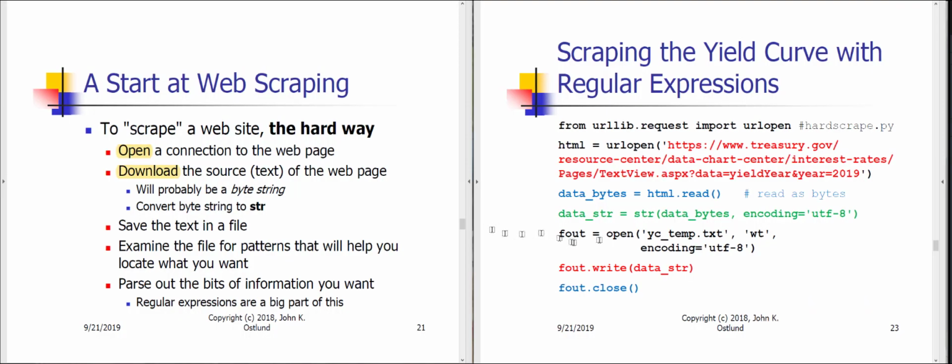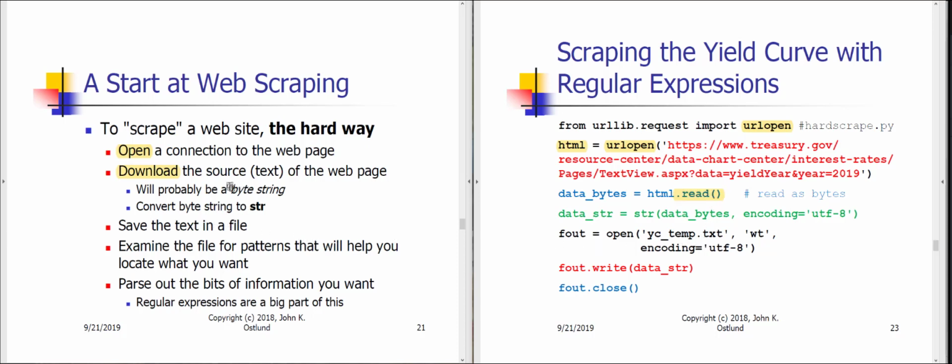All right, so here on the right-hand screen on slide 23, we've written the code for doing the steps described here on slide 21. First, in order to be able to open the connection to the web page, we're going to need the urlopen function from a module named urllib.request. So we're going to import that, and then we're going to open our connection to that website. What we get back is the connection to that website, and from that connection we can read the data.